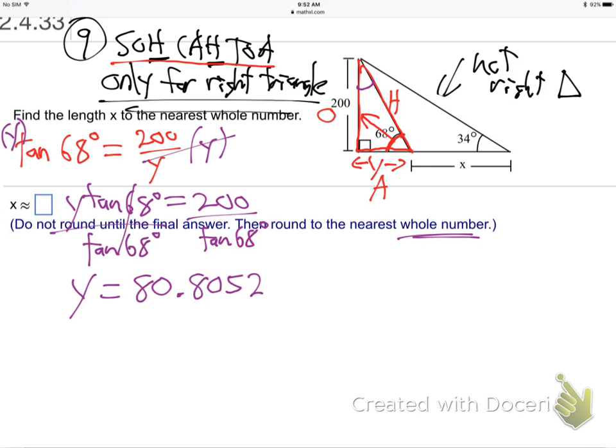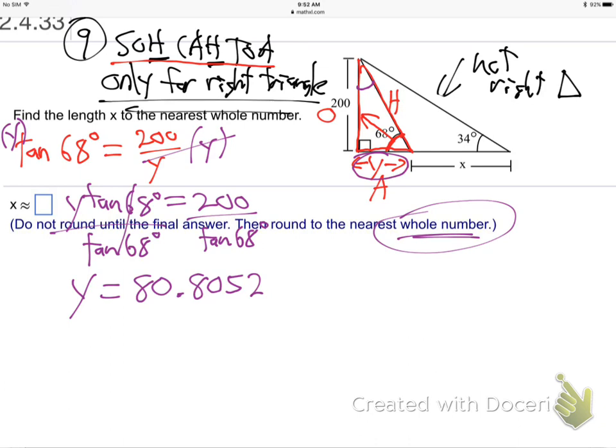80.8052. That's plenty, 4 decimals. Does that make sense? Use more accuracy than you're going to need in the end. In the end, they just want a whole number. So this is way more accurate than I need, but I'm going to use this for a further calculation. So now I know this right here.